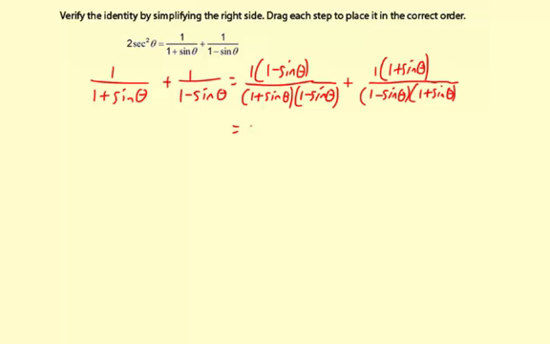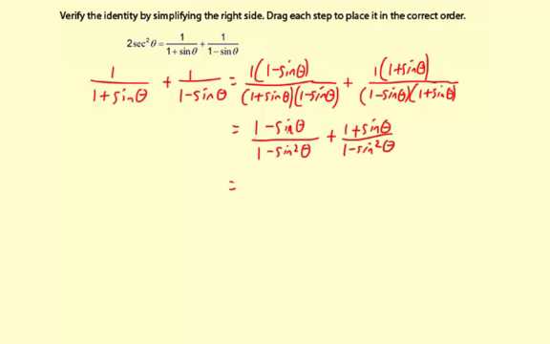The numerator is going to simplify to 1 minus sine of theta. The denominator, if we multiply that out, it's a special sum and difference pattern. So it's going to be 1 minus sine squared theta plus, and the second fraction is going to be 1 plus sine of theta in the numerator, and the denominator is going to be the same as the first fraction, 1 minus sine squared of theta.